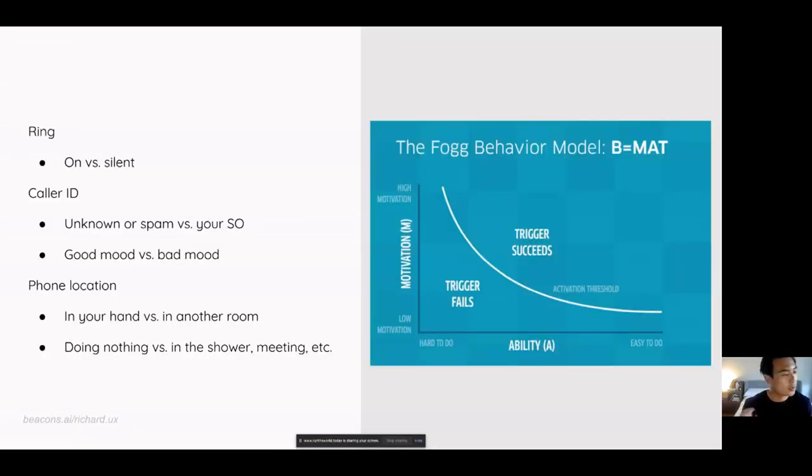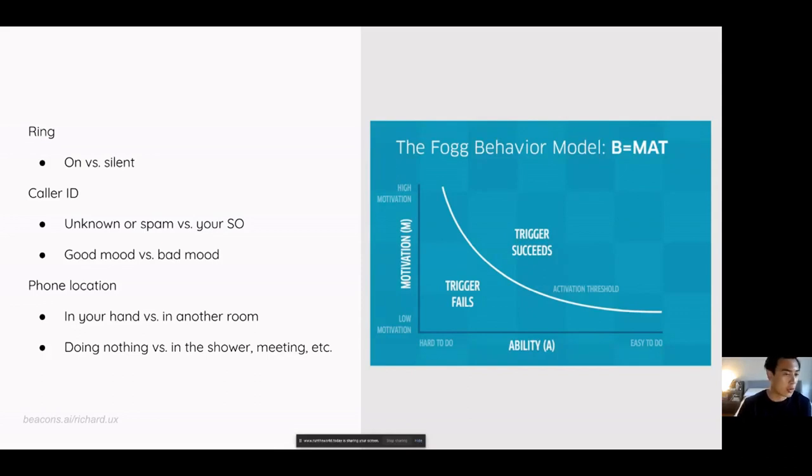We can actually split these into those three factors we just talked about. The ring or the trigger for the action to pick up a phone could be one of the factors. Your ring could be on, in which case you hear it, and the trigger registers, and then the motivation and ability doesn't really matter. But primarily what we can focus on is, let's say, the caller ID. If it's an unknown or a spam number versus maybe your significant other or one of your really good friends, that would highly influence your motivation to pick up the phone.